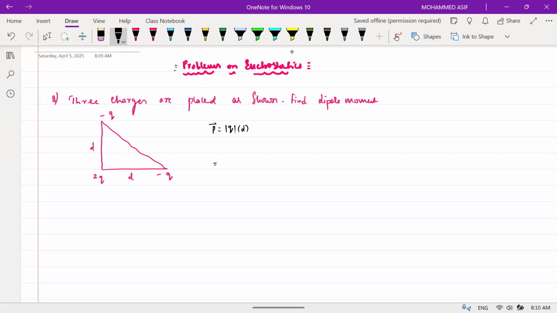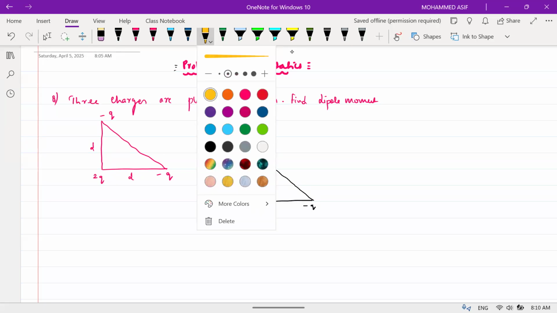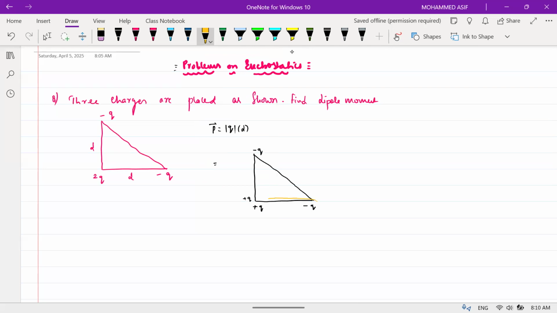So can I redraw this diagram something like this? See here, we are having two negative charges. I need two positive charges. So I'll take here plus q and here it is plus q, isn't it? And this will be minus q. And this will be your minus q. Clear? Now, positive and negative, there will be one dipole.